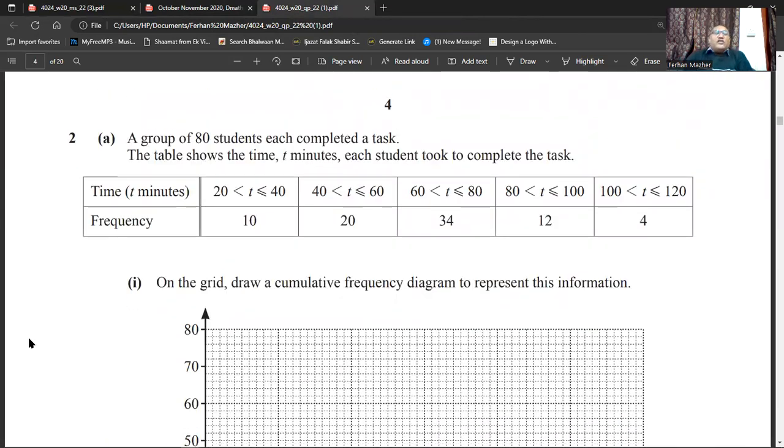Now we are going to the next question. The next question is question number 2 part A. A group of 80 students each completed a task. The table shows the time T in minutes each student took to complete the task. From 20 to 40 minutes, 10 students, from 40 to 60 minutes, 20 students, from 60 to 80 minutes, 34 students, from 80 to 100, 12 students, and from 100 to 120, 4 students.